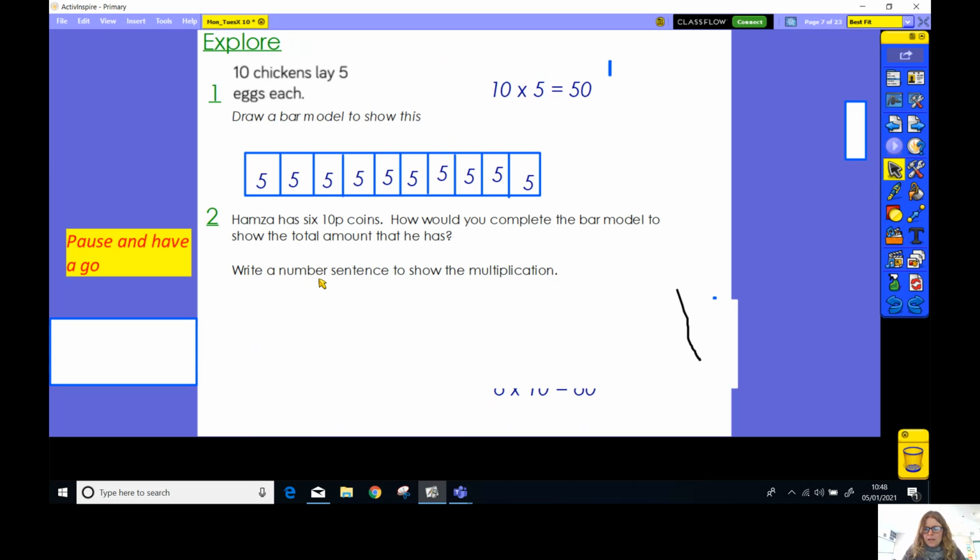Have a go here at this one. Hamza has 6 10p coins. How would you complete the bar model to show the total amount he has? Pause the video now and have a go at drawing a bar model and also writing a number sentence and solving the calculation.